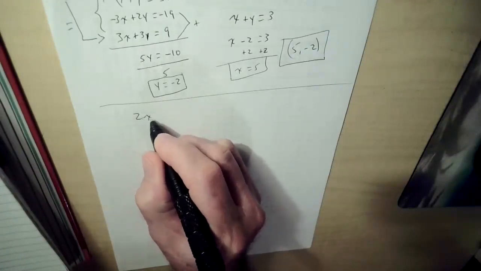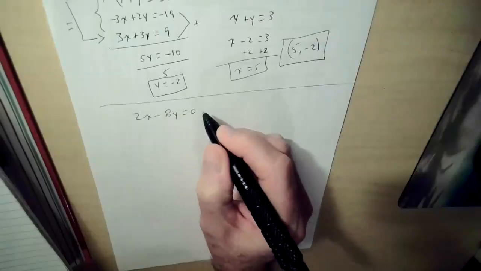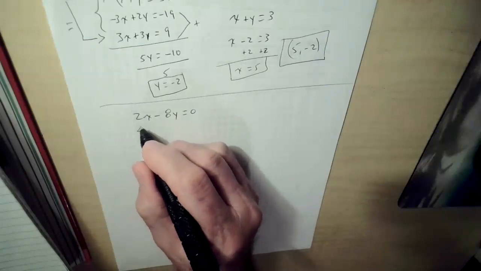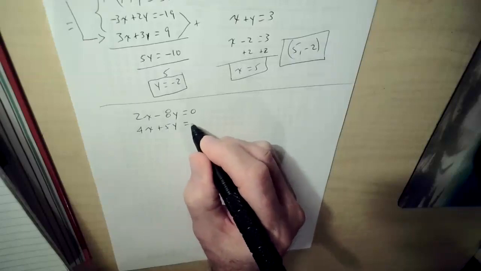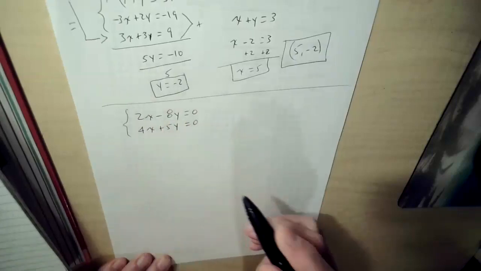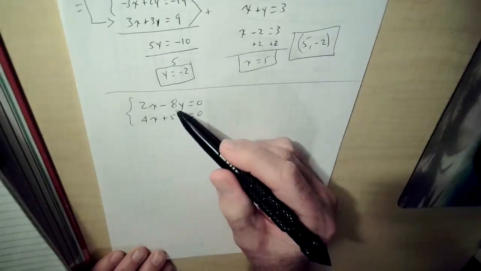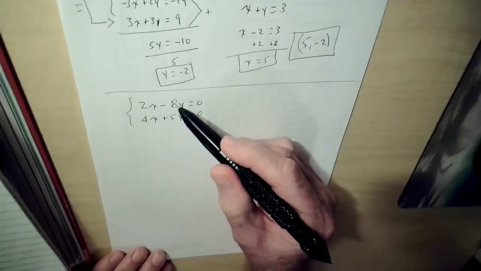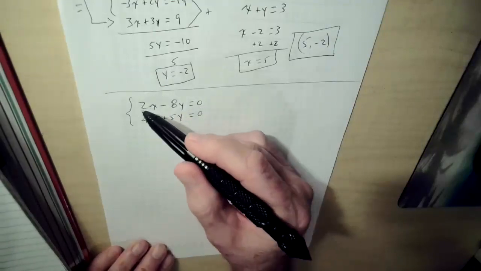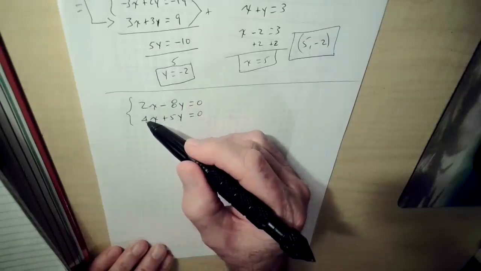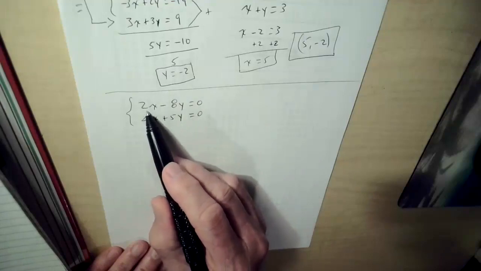What if you have this? 2x minus 8y equals 3, and we have 4x plus 5y also equals 0. Remember, we want to eliminate one of these variables. Now, 5 and 8 are not factors, or 5 is not a factor of 8, so we can't do that one very easily. We'd have to change both of them. But 2 is a factor of 4.